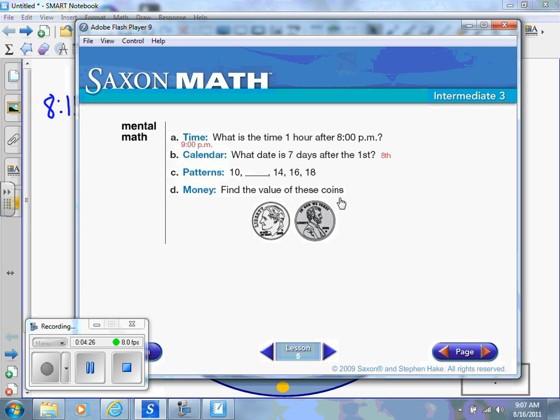D is about money. Find the value of these coins. This one is a dime, and this one is a penny, even though the penny is not colored brown or copper, okay? So we've got a dime, which is worth 10 cents, and a penny, which is worth 1. So 10 plus 1, we've got 11 cents. Still not enough to buy snack, is it?